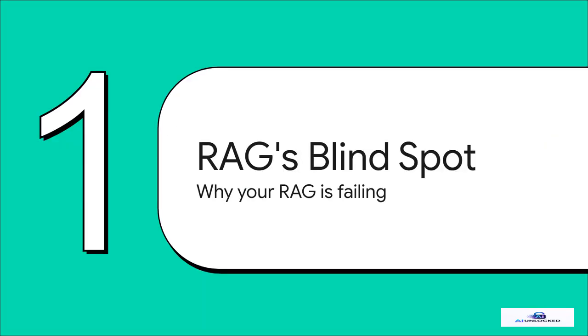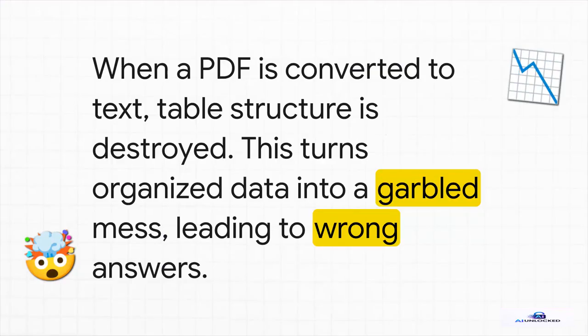Okay, first up, let's talk about RAG's multimodal blind spot. It really boils down to two main reasons your system is probably failing with real documents. So, problem number one? It's all about tables. When you just naively rip the text out of a PDF, a beautifully structured table, with neat rows and columns, gets completely flattened. It becomes this nonsensical jumble of words and numbers. The context, the relationships between the data points, it's all gone. And that's a one-way ticket to wrong answers and hallucinations.